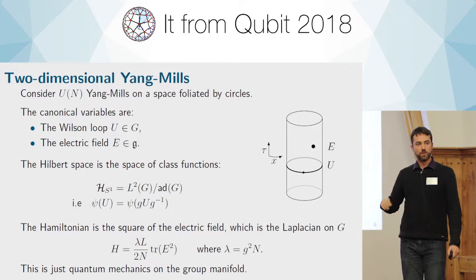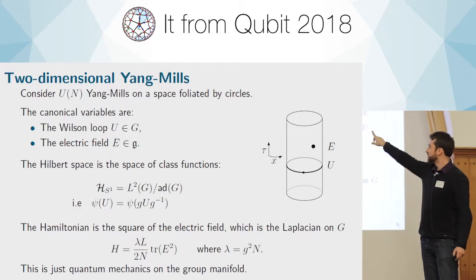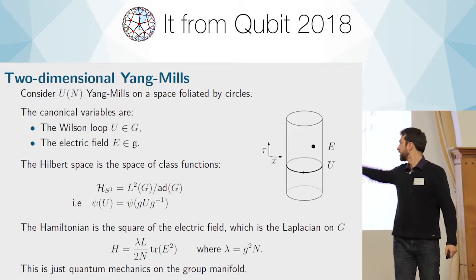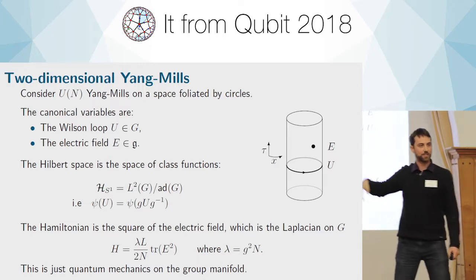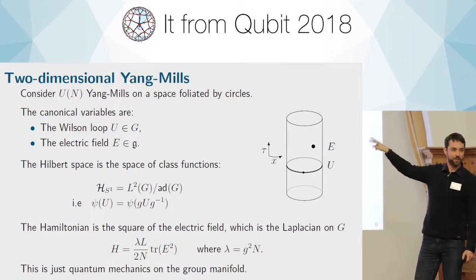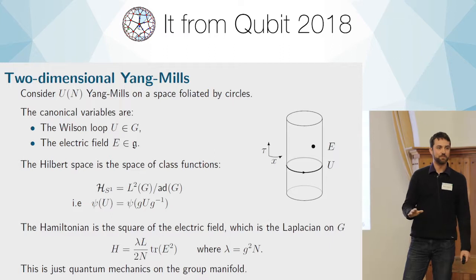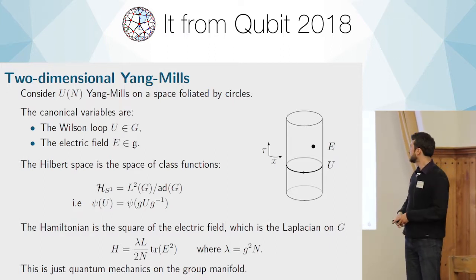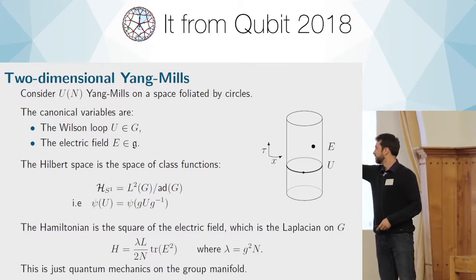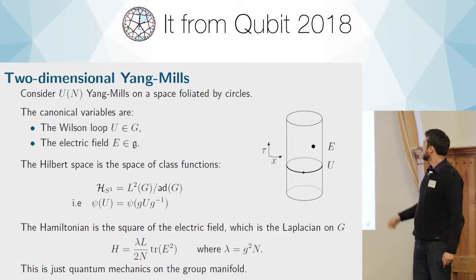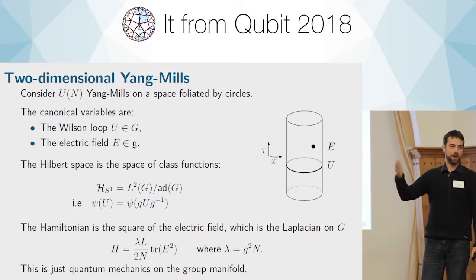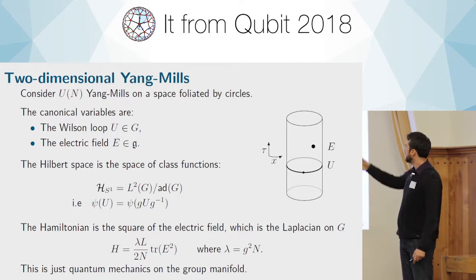So U and E are not gauge invariant. The trace of U is gauge invariant, and traces of powers and so on. So right now I've got two variables, and I can build gauge invariant things out of them. The gauge invariant things that I can construct are class functions of U, things that are invariant under the transformation U goes to g U g inverse. And I can construct invariants from the electric field, such as trace of E squared, cubed, et cetera, up to trace E to the N.